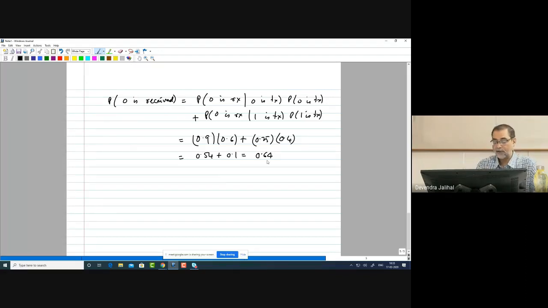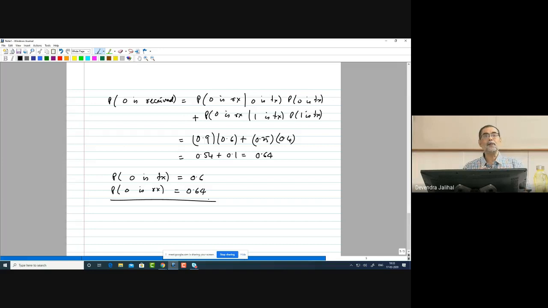So I have a different number. To summarize, the probability that 0 is transmitted was 0.6. However, the probability that 0 is received is 0.64. So you see that the two probabilities can be different, because of the way the bits are transmitted in the channel, noise is added, and we may make an error. And all that is captured in these two statements.